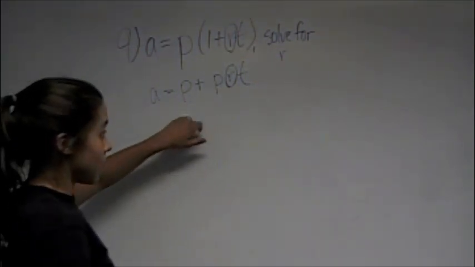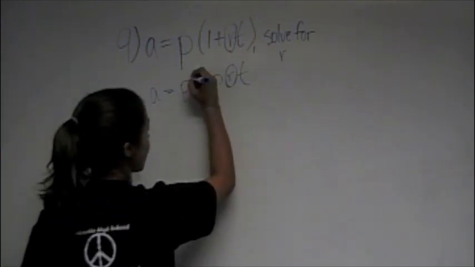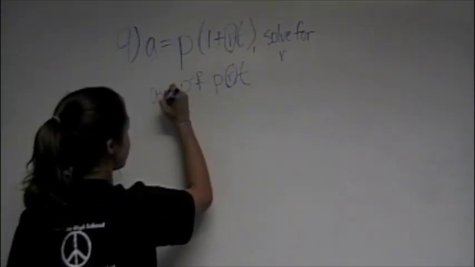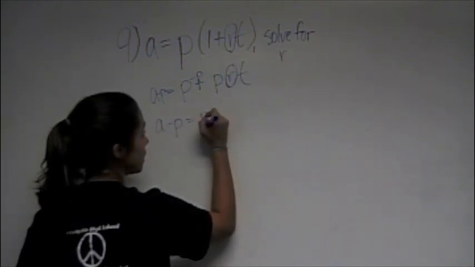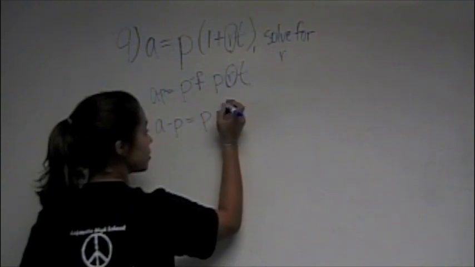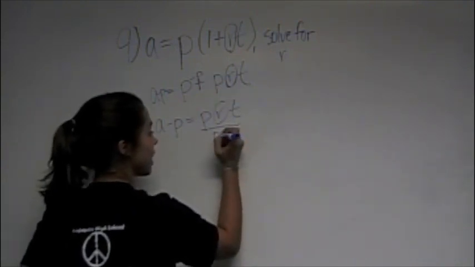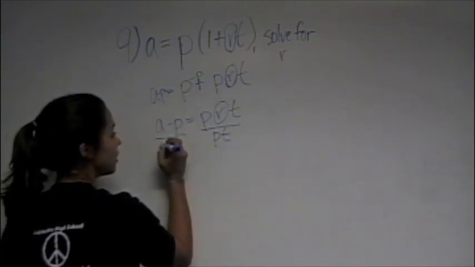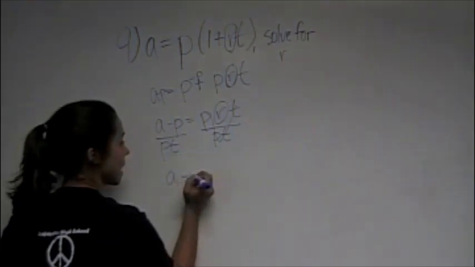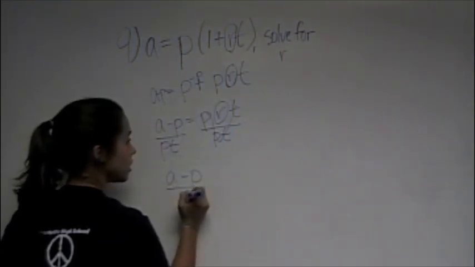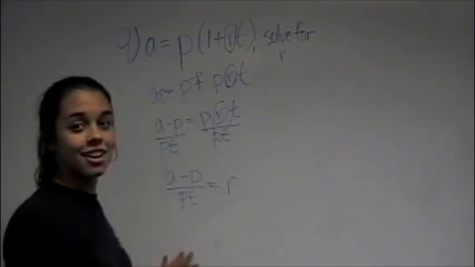To get to this R, we need to subtract P first. So we subtract P. We have A minus P equals P R T. Circle your R, and you're multiplying by both P and T, so you can just divide them in the same step. Divide by P and T. They cancel. You have A minus P over PT equals R. And that's our last problem.